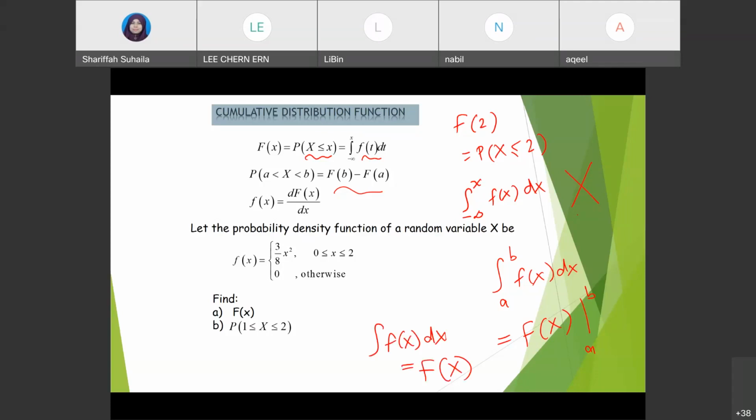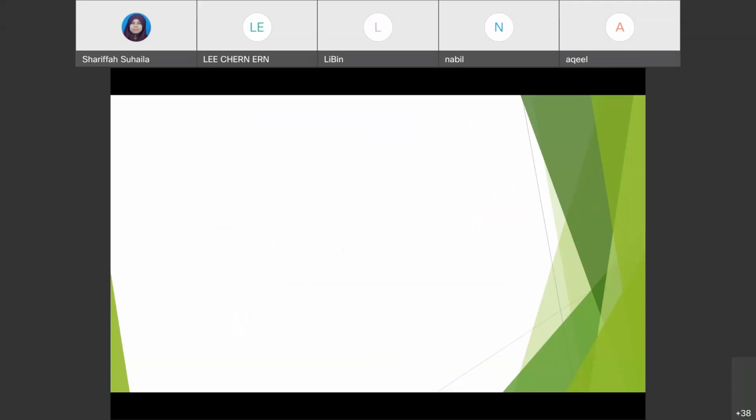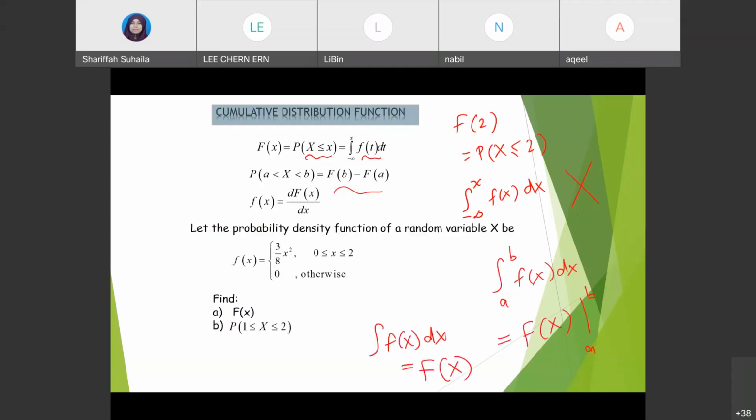You have indefinite integral and then you have definite integral. All the things you already learned in your mathematics, right? Yeah. So ini kita tak adalah nak ajar balik integration, how to integrate. We assume you already know when you join our statistics class. Okay. So integrate your small fx, you will have capital Fx.